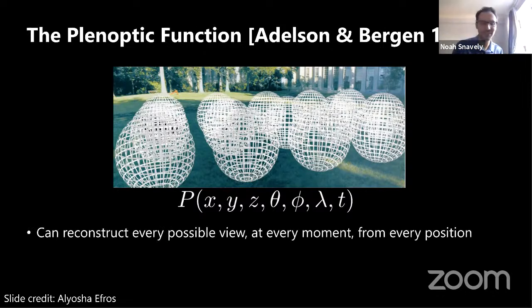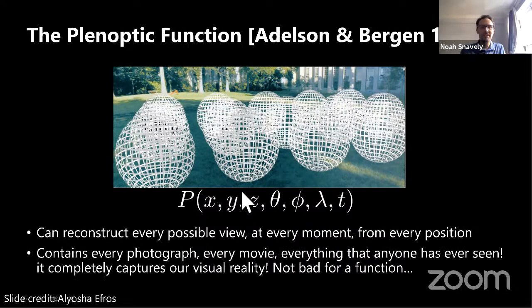And so what does this contain? Well, if you could capture this function, you could represent every possible view from every moment, at every time. As a corollary, it contains every possible photograph, every video, anything that anyone has ever seen or could ever see. So it's this amazing function that you can imagine.